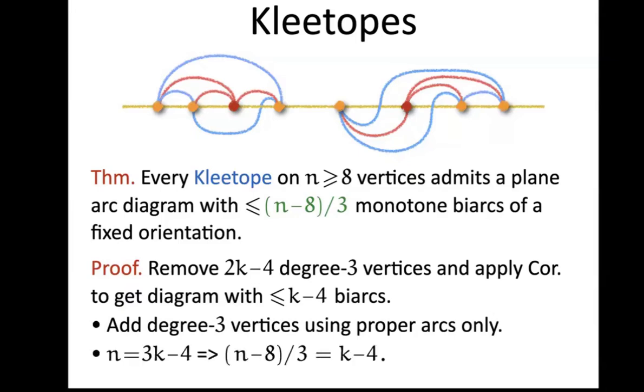However, the count is slightly better, right? Because we have n is 3k minus 4. And then k minus 4 is the same as (n minus 8) over 3, which is exactly this bound. So that concludes this argument.